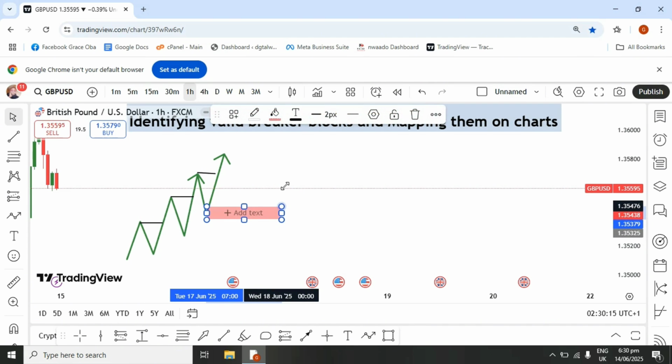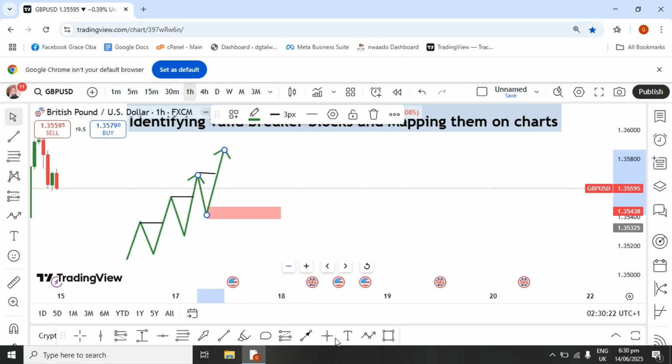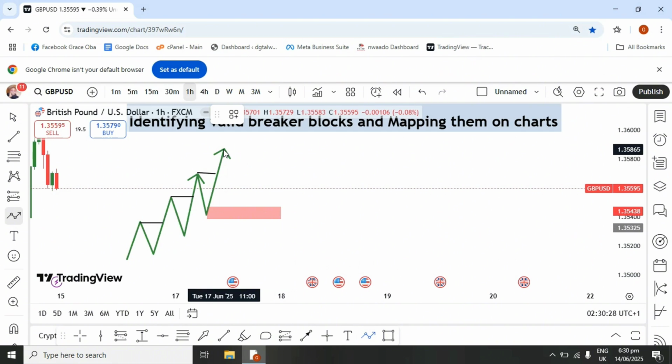Now, instead of this trend continuing the way it used to move, retracing down, creating a higher low, then rallying up again to create a higher high, it didn't do that this time. It now did what? It broke through this order block and retraced downward.